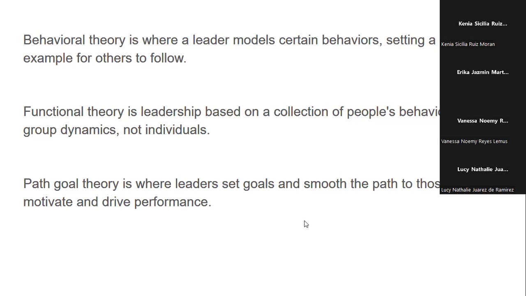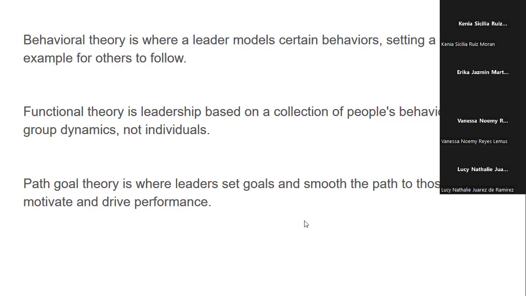Behavioral theory is where a leader models certain behaviors, setting a good example for others to follow. So, of course, the key word here is behavior. What is behavior, my friends? It is the way the person acts. Perfect, very good. That is a behavior, the way the people act. And so in this one, the leader is trying to change the behavior of some people, right?